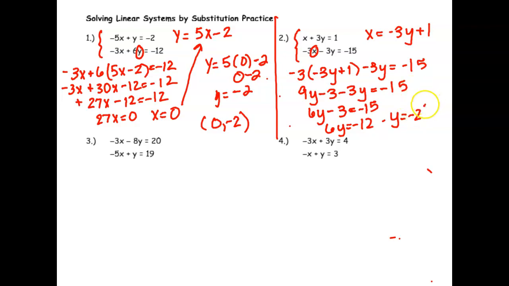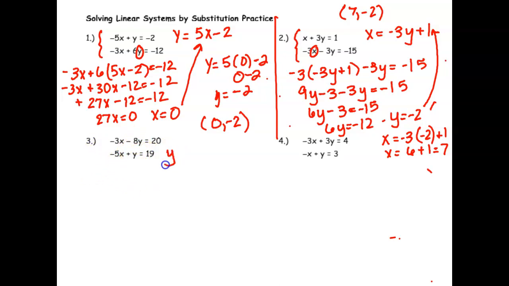Okay, I plug my y back in here, and my x is going to be equal to, I'll do it down here, x is going to be equal to negative 3, my y is negative 2, okay, plus 1, so my x is 6 plus 1, which is 7. Okay, so my solution here would be my x is 7, my y is negative 2. Again, we can check it on Desmos and put those first 2 equations right in there. Okay, number 3, looks like I can solve for y here. Y is 5x plus 19.